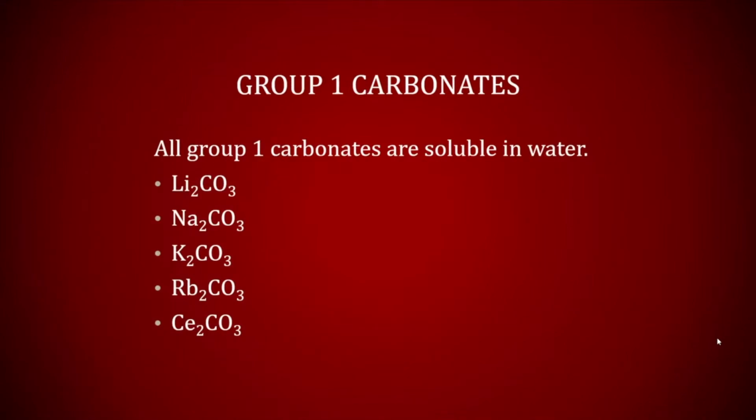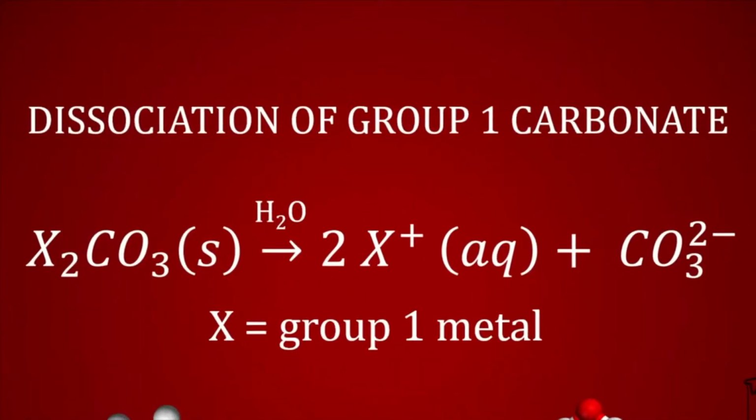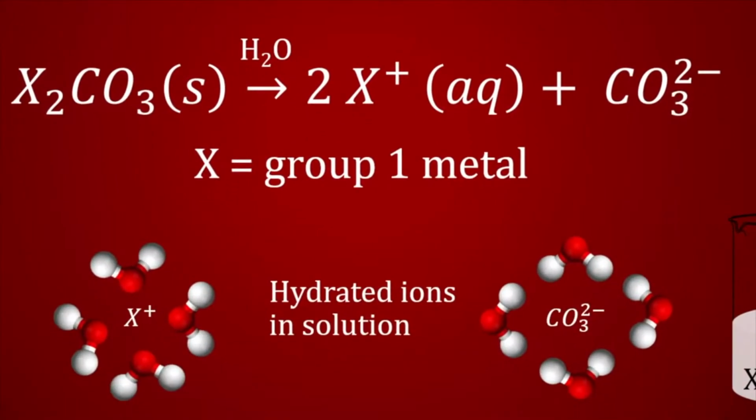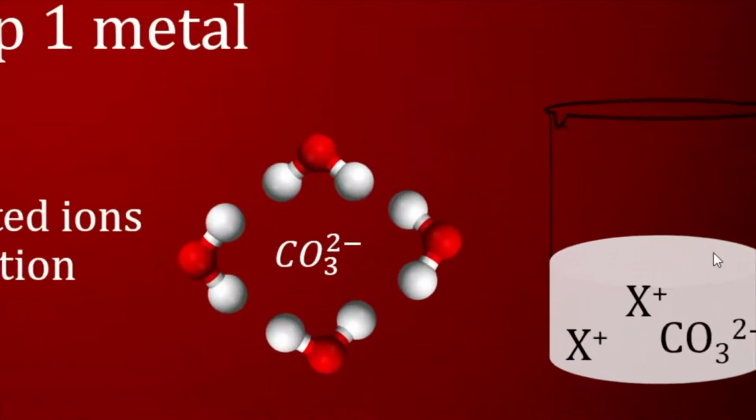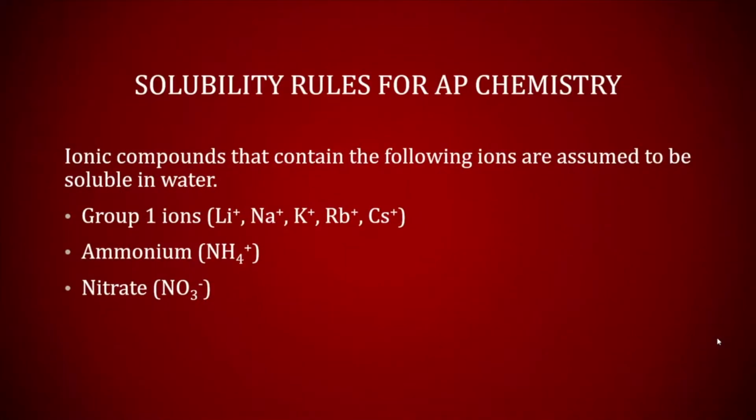First, you should know that all group 1 carbonates are soluble in water. This means that when they're placed in water, they dissociate into ions and are hydrated by water molecules as shown. Such solutions contain ions of the salts that were dissolved. Just for reference, all compounds that contain group 1 ions, ammonium or nitrate, are all soluble in water.